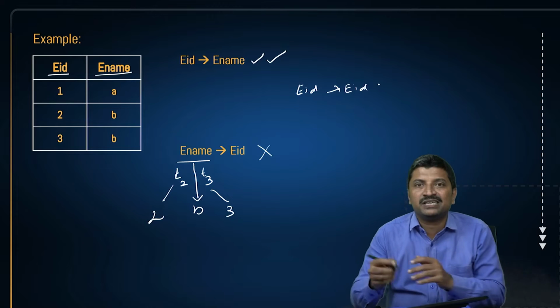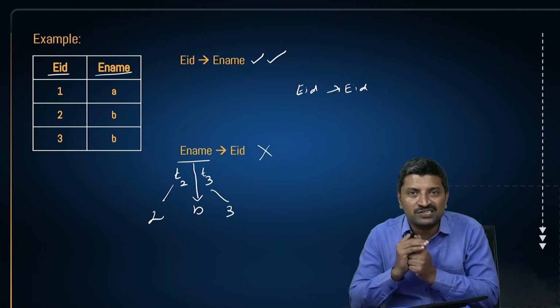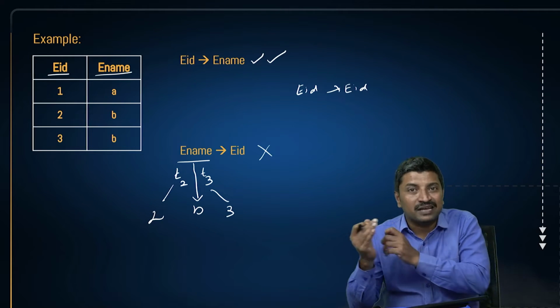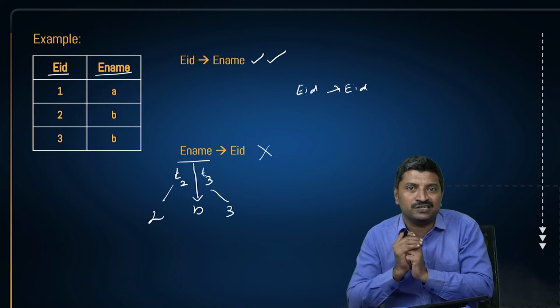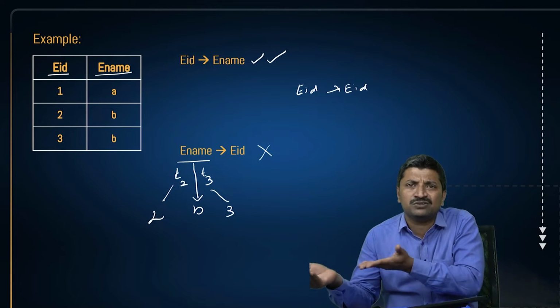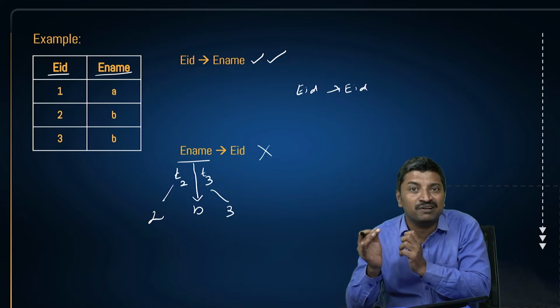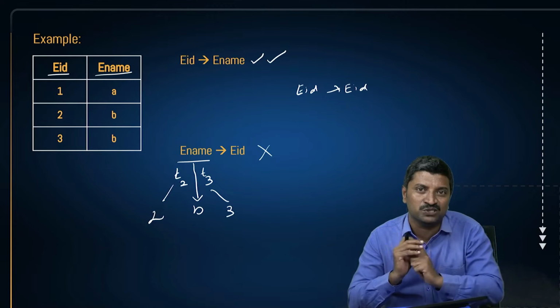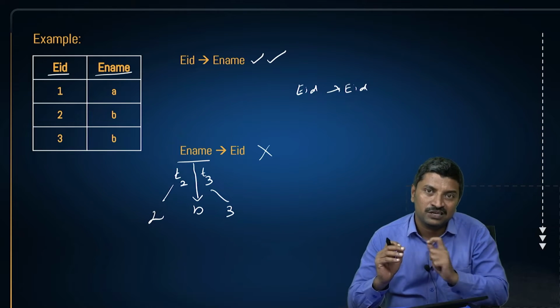Now, before going to next example, can I say this functional dependency holds on this? Employee ID implies employee ID. Can we say, sir? Sure, why not? The right hand side is a subset of the left hand side. So employee ID always gives employee ID. So a trivial functional dependency always holds on any relation. Is that clear?